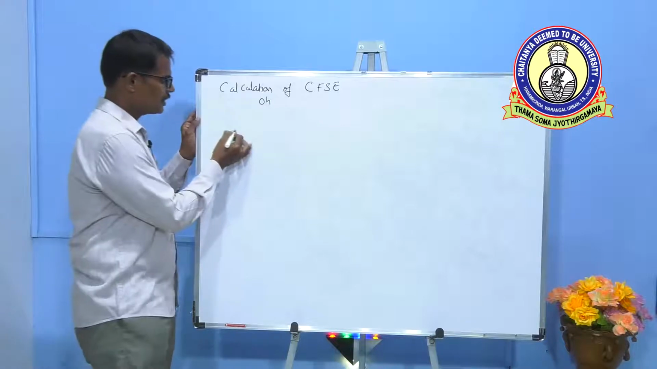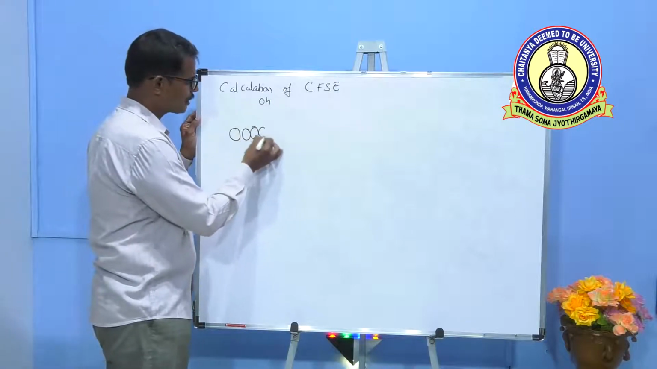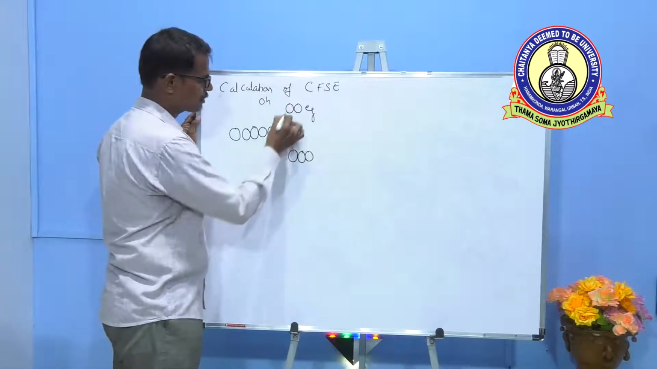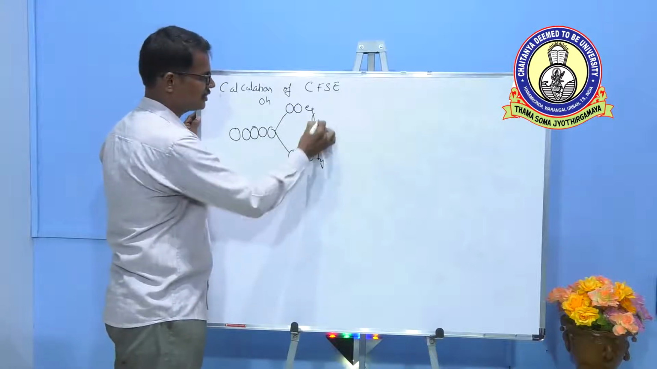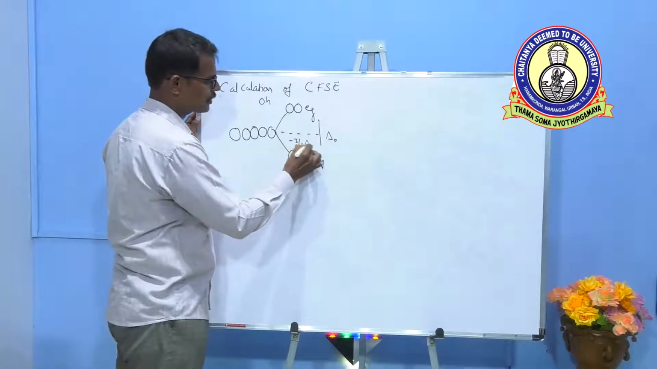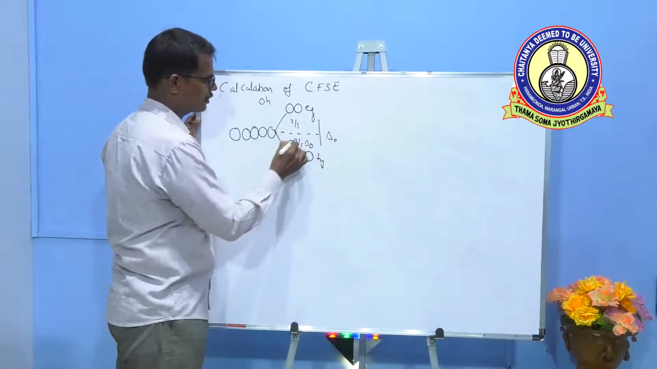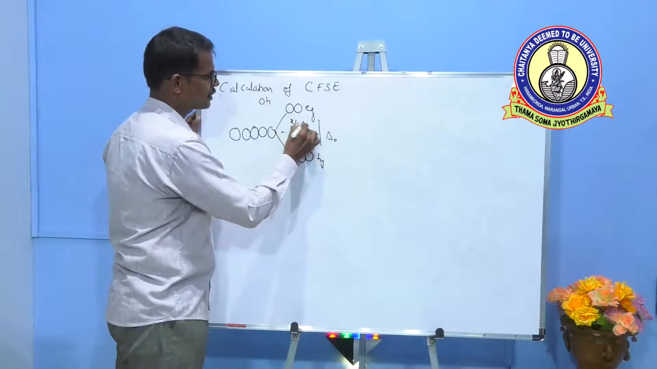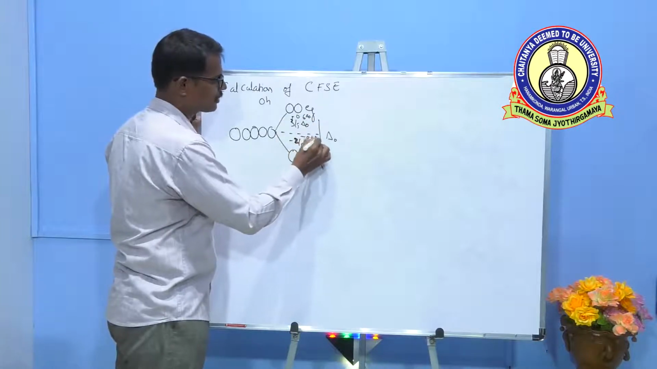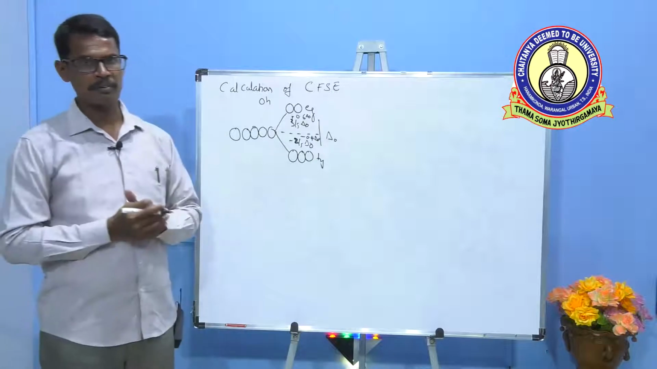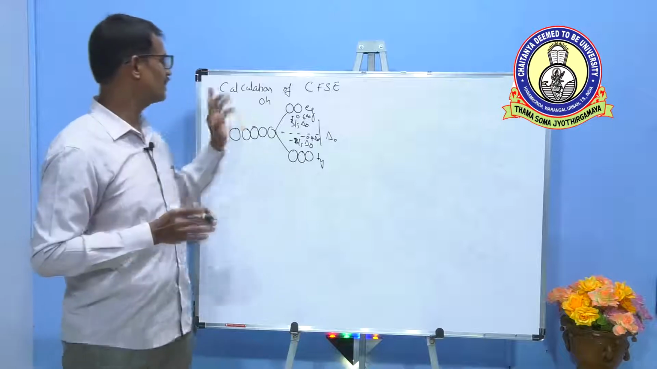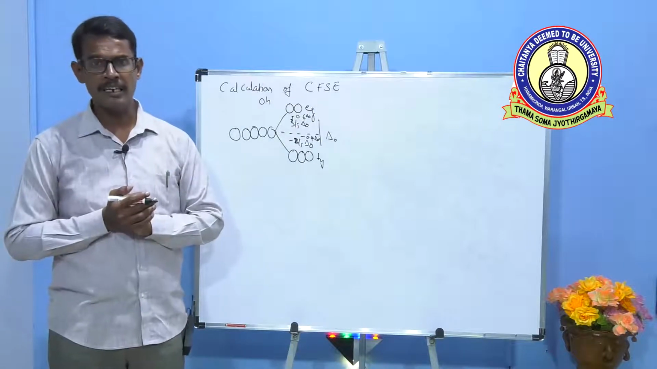So already we know that in octahedral complex the d orbitals are split into two groups. Eg orbitals are higher in energy, T2g orbitals are lower in energy, and this is delta O. The Eg is increased by 3 by 5 delta O, or 0.6 delta O, and the T2g is decreased by 2 by 5 delta O, which is minus 0.4 delta O. So these are already known. Based on this particular d orbital splitting pattern, how to calculate the CFSE values for an octahedral complex.